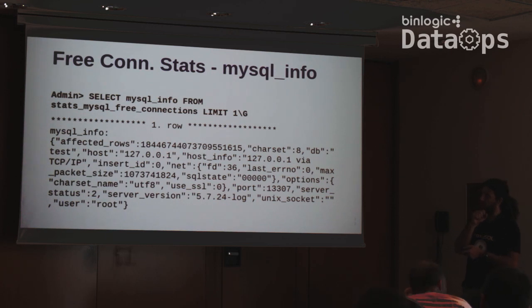So we introduced this new table that basically gives information about the connections in the connection pool that are currently not in use. Those are the pieces of information currently available, like file descriptor, the last error, maximum packet size, so all this very low-level information from the connection. So if you want to troubleshoot something or open a bug report, this information might be very useful.